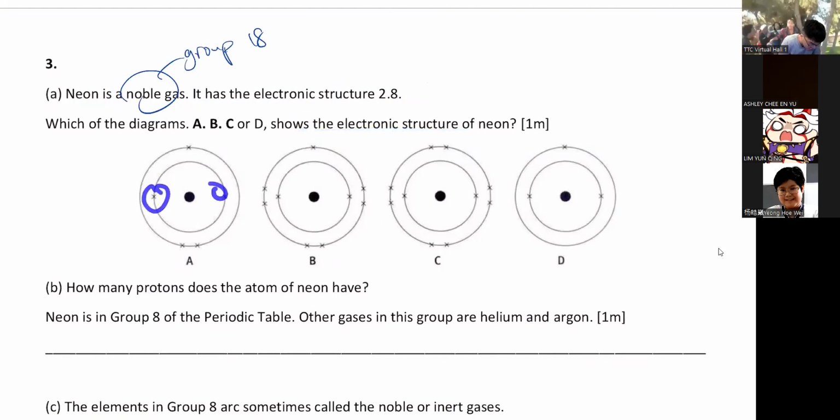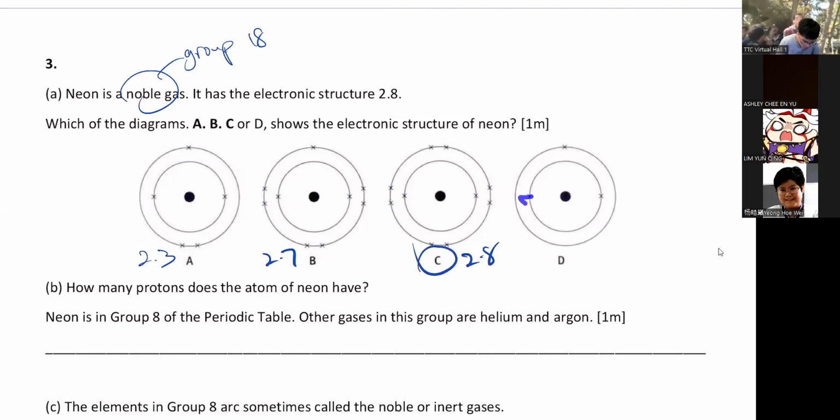Right, so which of the following shows the electronic structure of neon? So this is 2.3. Okay, 2.3. So this is definitely not. B is 2.1, 2, 3, 4, 5, 6, 7. This is counting. This is 2.7. All right, so this is 2.1, 2, 3, 4, 5, 6, 7, 8. This is 2.8. Well, C is definitely it. D is 2.1. Simple. So neon is definitely C. Okay, C. 2.3, 2.7, 2.8, 2.1. So they already said it here.